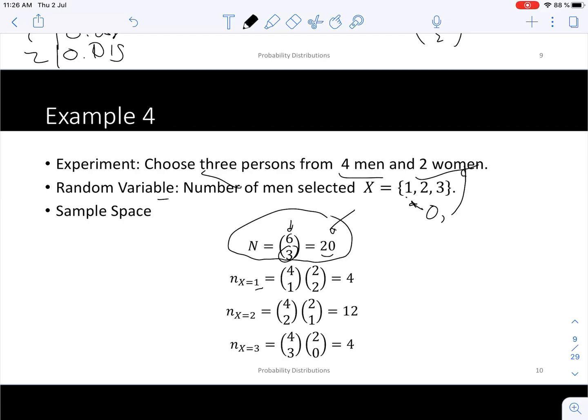So when x is equal to 1, that means when 1 man is selected. In how many points does that happen? We have 4 men and we select only 1, and from the 2 women, 2 are selected. So from the 6 people in total, we have a selection of 3, right? 1 man and 2 women. That's when x is equal to 1.